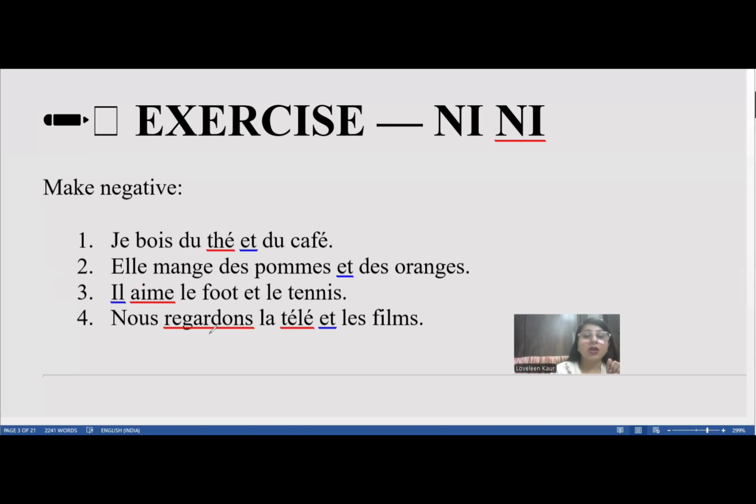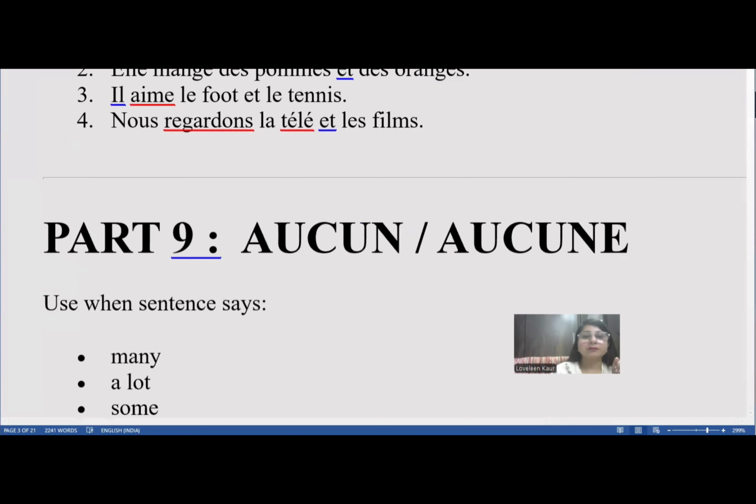D'accord? Nous regardons la télé et les films. We watch the television and the films. So we'll say, nous ne regardons ni la télé ni les films. We neither watch television nor films. All right, this way. And now let's see.